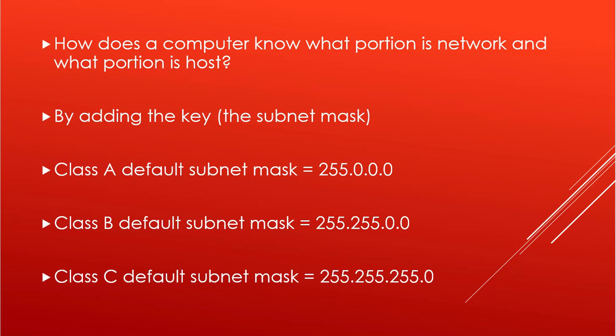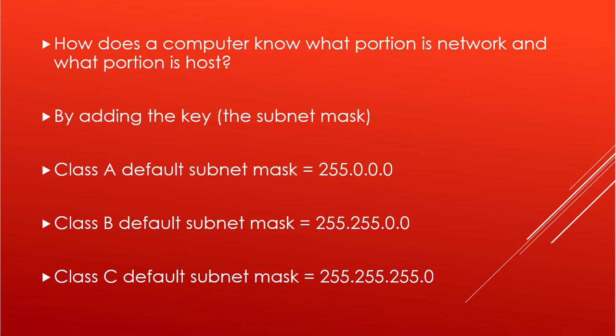And that's what the computer uses to tell it. So a class A address always has a default subnet mask of 255.0.0.0. So the first 255, just like the network part, cannot be changed. But the 0.0.0, we can actually modify that if we need more addresses later on.